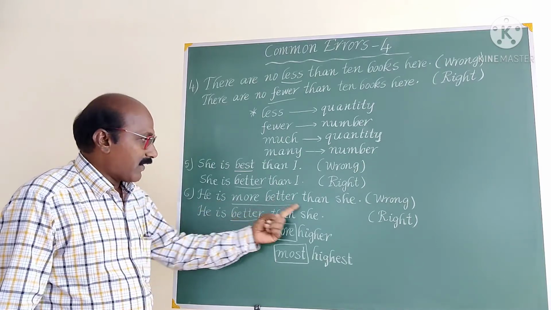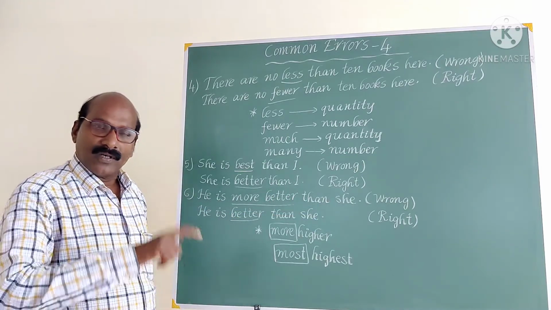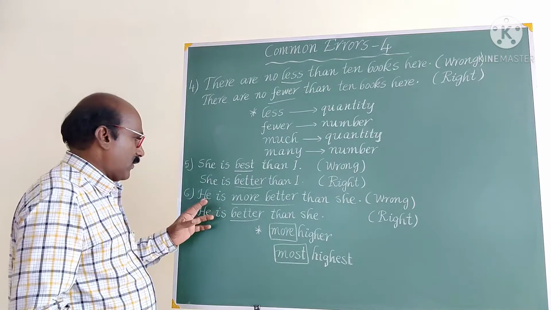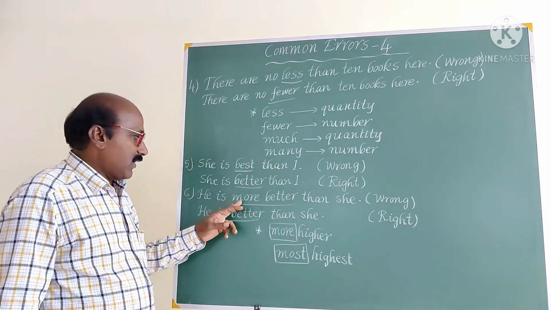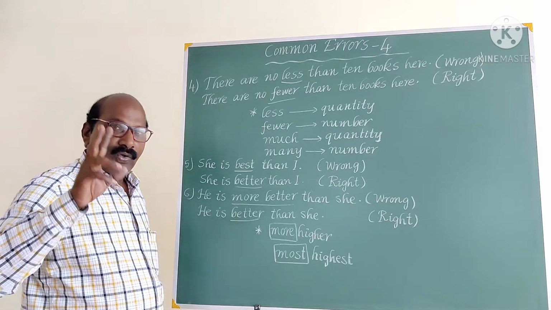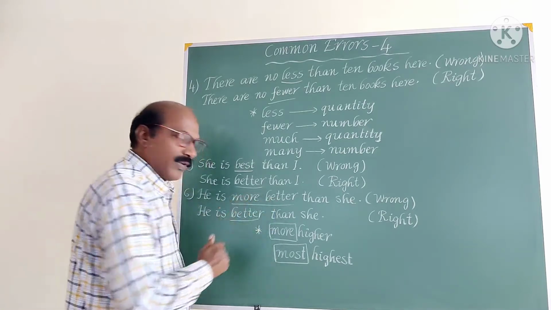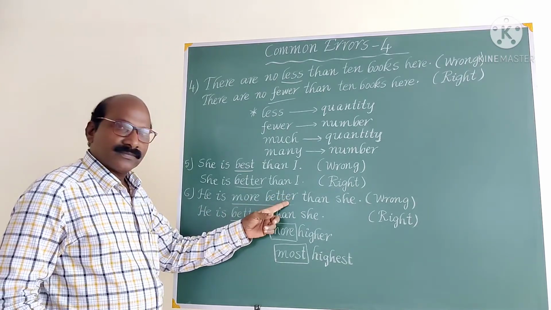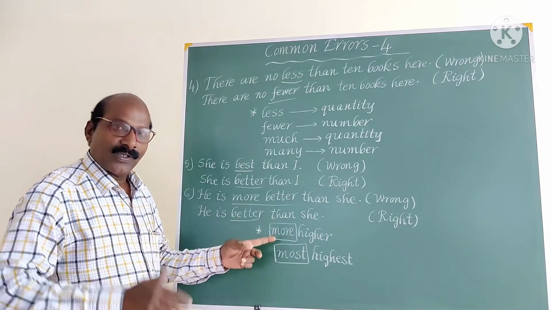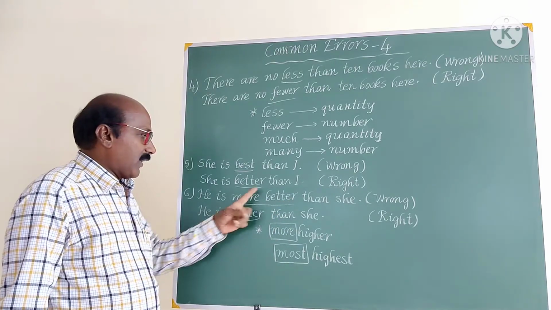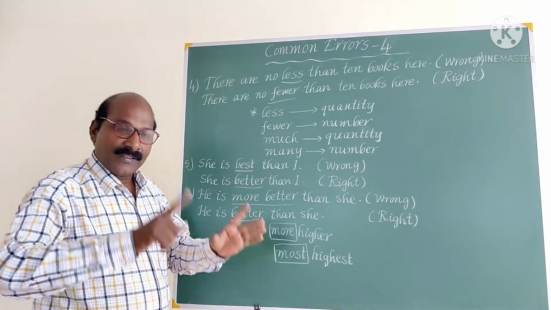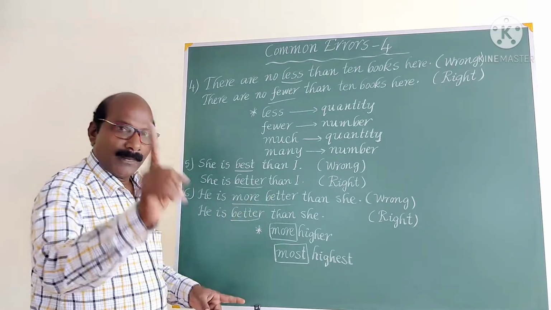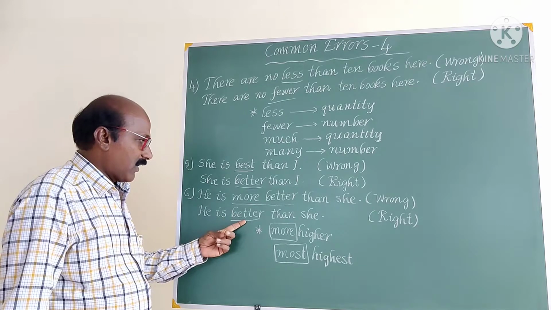"He is more better than she." It is also a comparative degree. The comparison is made between he and she, but we find two words related to the comparative degree. That more refers to comparative degree, and that better, the ER form, also. Words ending with ER generally refer to the comparative degree. The use of double comparative or double superlative is always wrong. So never use more better, use only better. He is better than she.